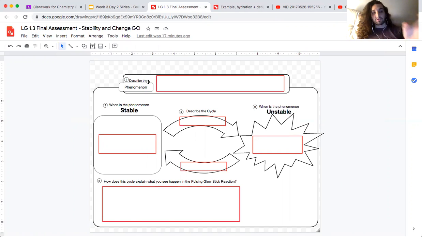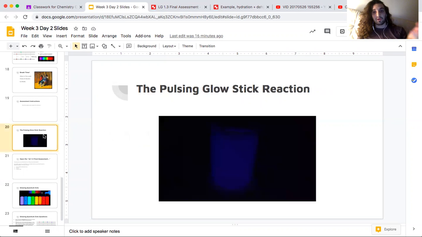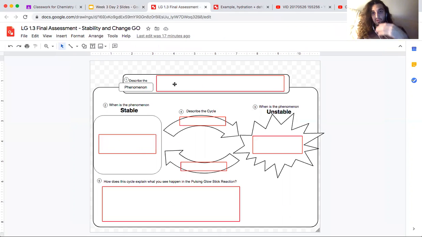So number one, a couple of complete sentences, describe the phenomena. You see a phenomena right here. You're describing it. What do you see? Use your chemistry vocab, describe what you see. Then, in terms of excited state, ground state, photons, electrons, energy levels, describe this phenomena when it's stable. What is the cycle you see? When is it unstable? How does it cycle back around? What is this circular sort of motion that goes through?